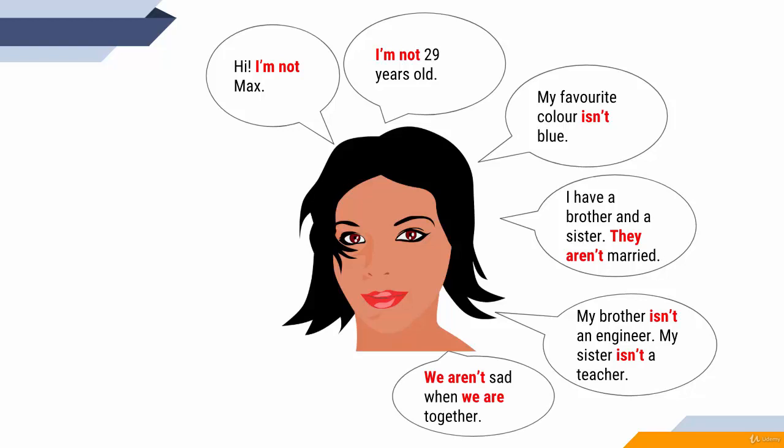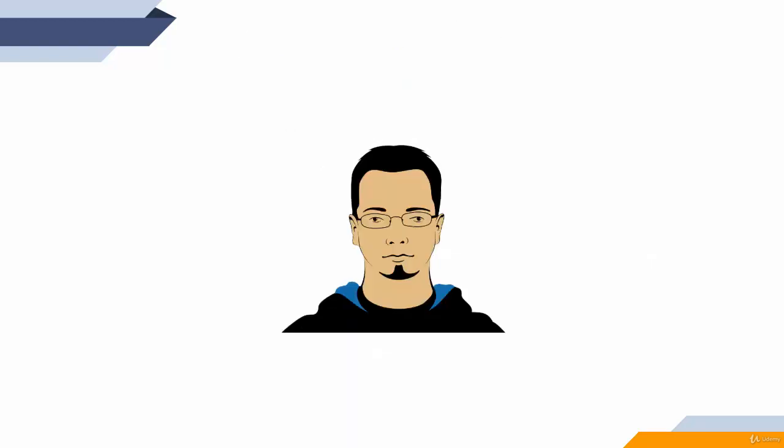We aren't sad when we are together. We aren't, or we are not. Hope you aren't sad either. Ignore this either, don't pay attention now. You are, you aren't. These are the negative forms of the verb to be, and you will need them quite often as well. So one more example.